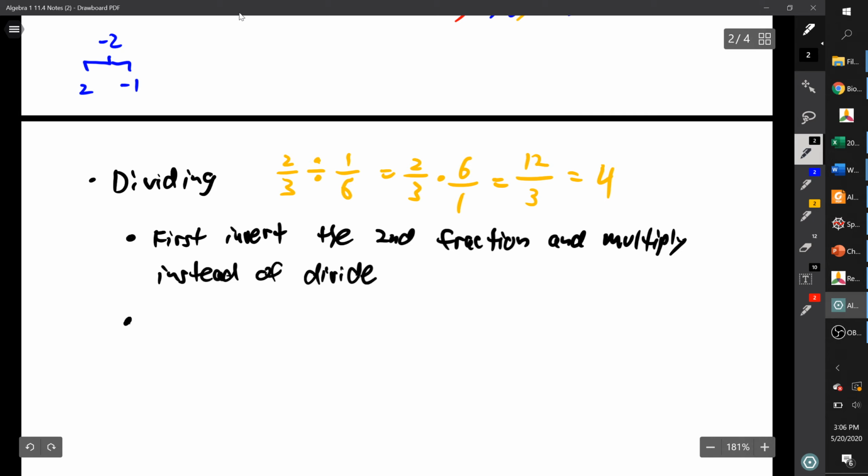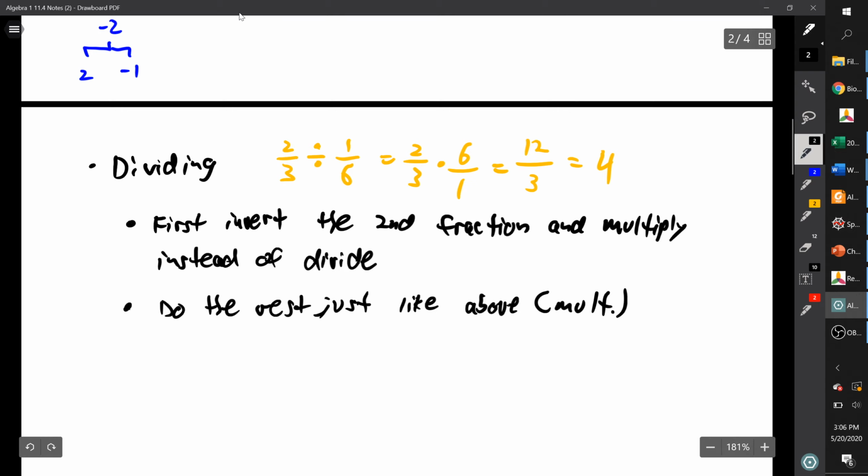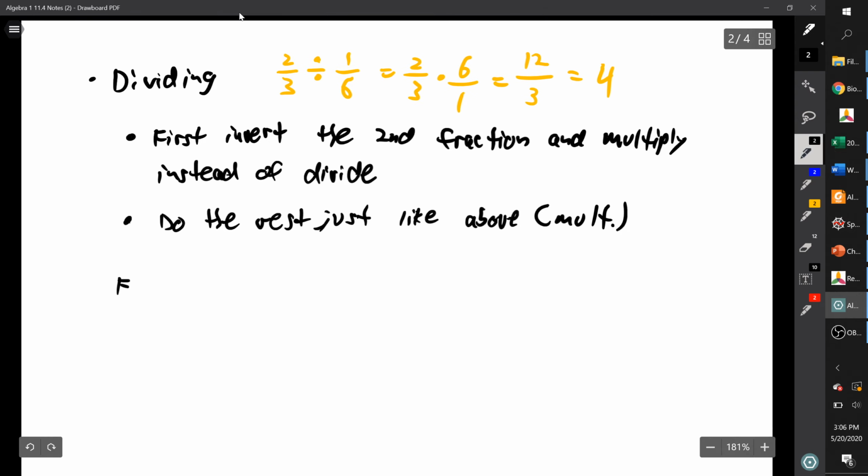Then do the rest just like above, the multiplying stuff. Okay, a couple examples here.